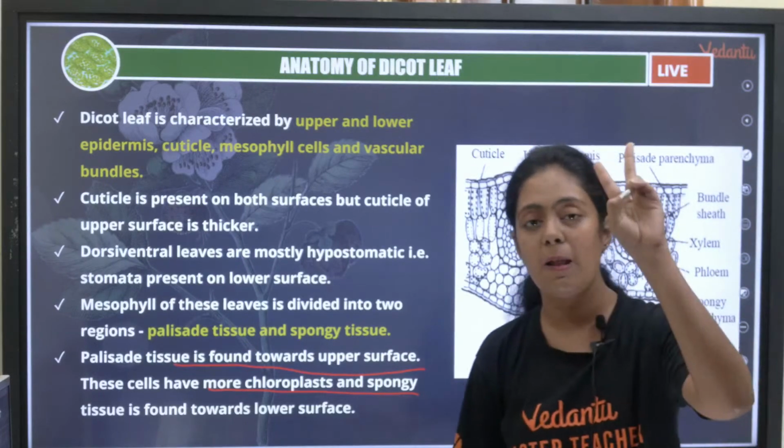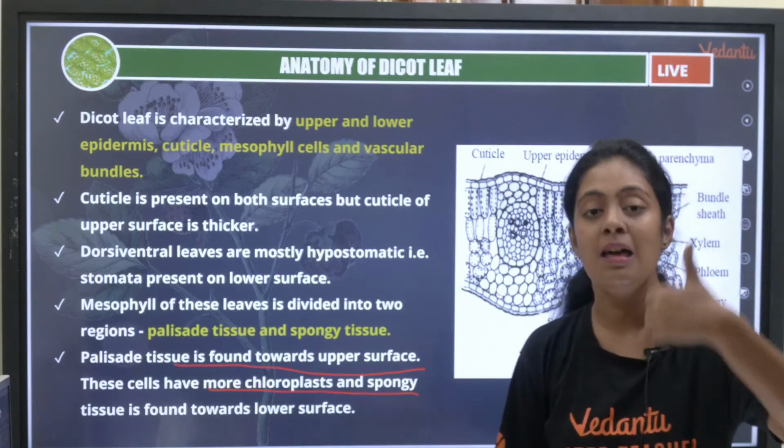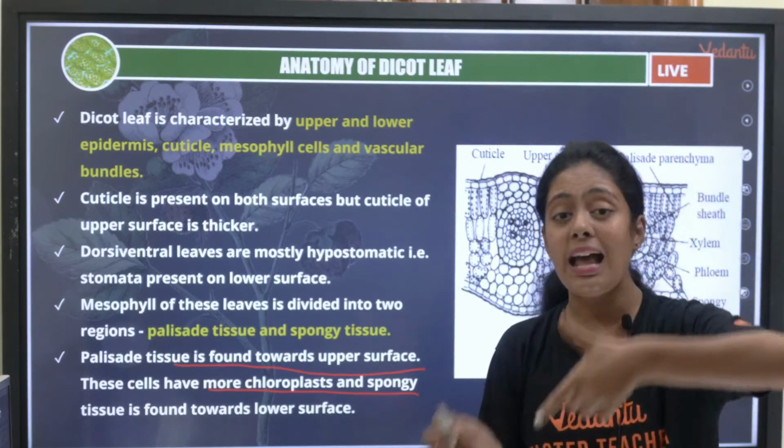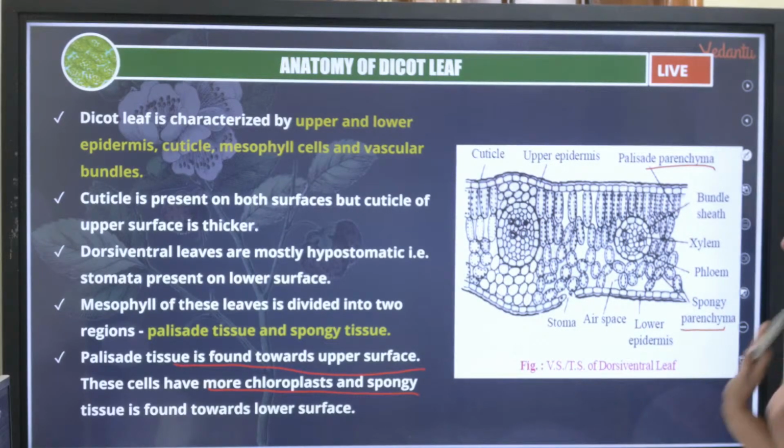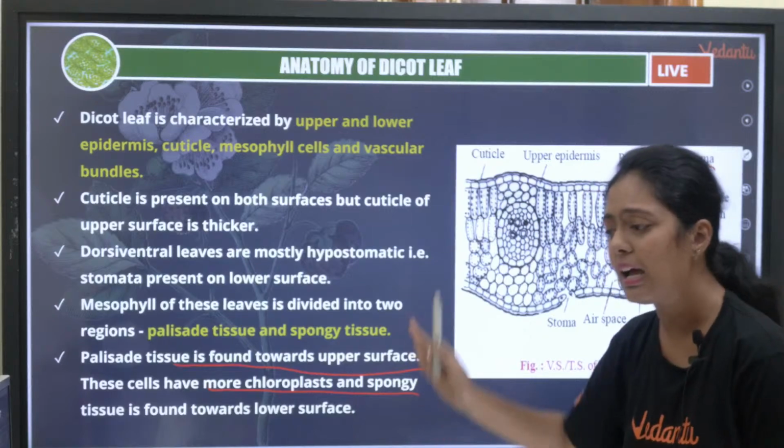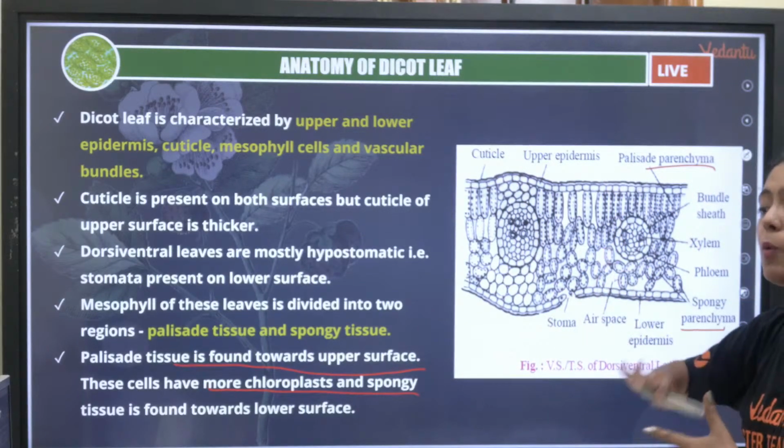So ரெண்டு விதமான parenchyma இருக்கு mesophyll cellsல, palisade and spongy. Palisade எங்க இருக்கு? Upper surface. Okay, spongy எங்க இருக்கு? Lower surface. Is this clear பசங்களா? Is this entire slide clear? So we can continue.